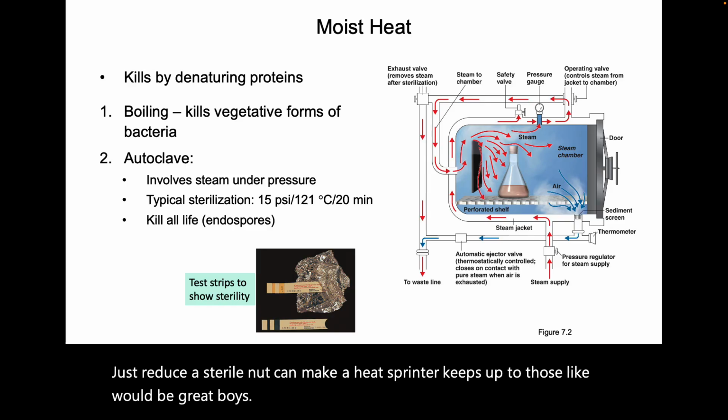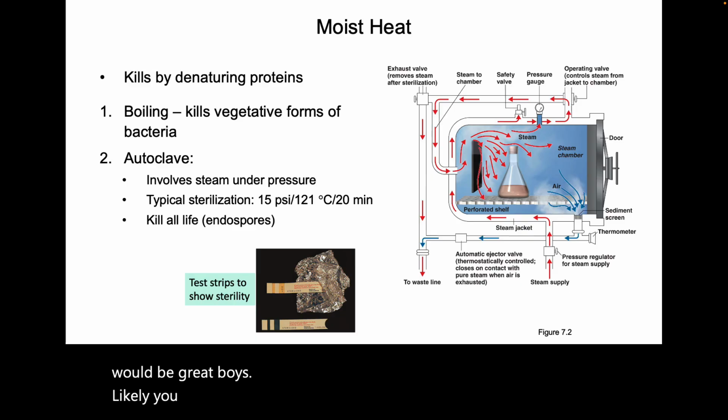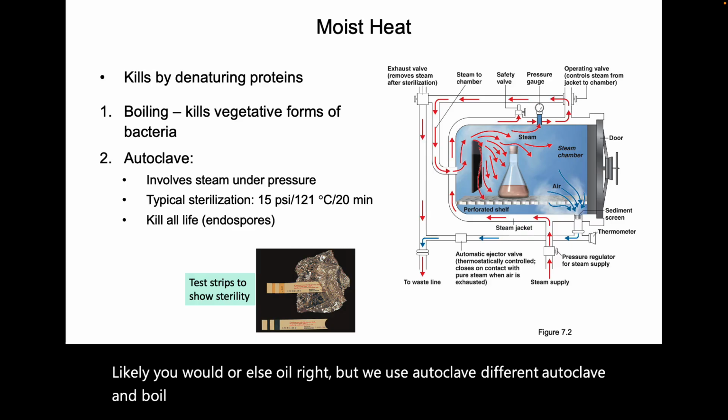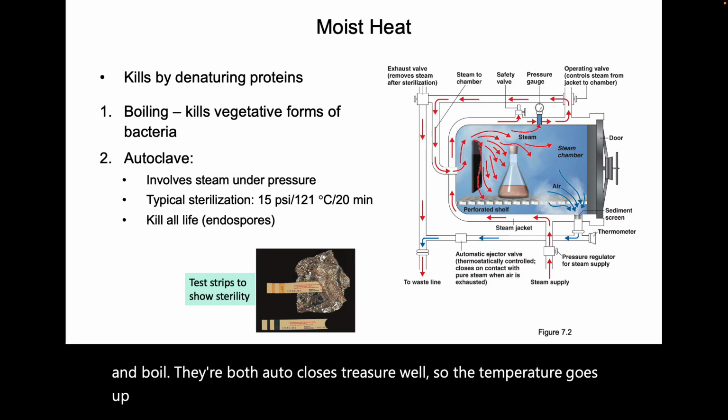Okay, boiling, right? But we use the autoclave. So what's the difference between an autoclave and boiling? They're both moist heat, but the autoclave uses pressure as well. So it raises the pressure to 15 psi. The temperature in there goes up to 121, so even hotter than boiling. The pressure and heat, for 20 minutes, is sufficient to get rid of endospores. So that's all you need, a 20-minute cycle on an autoclave.